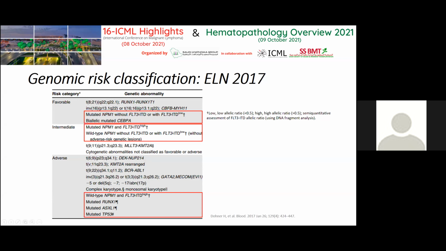But when you look at the adverse group, patients with FLT3-ITD and with a high allelic frequency, more than 0.5, are considered adverse, but this is before the introduction of the FLT3 inhibitor. The prognosis of these patients is changing very quickly.